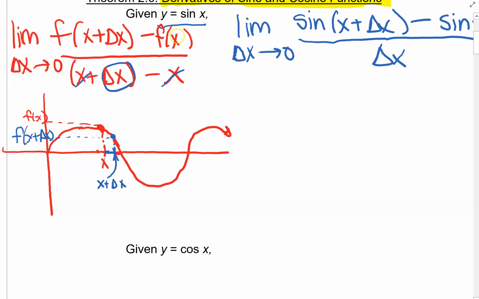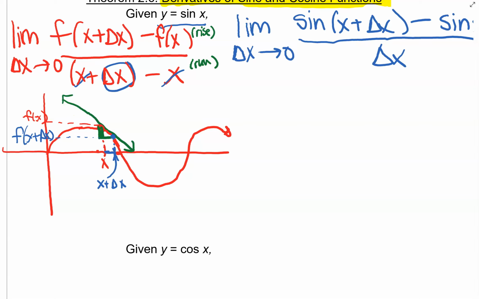So in this limit formula, what we're doing is subtracting those two y values, f of x plus delta x minus f of x, and what that gives us is the rise of the slope of the line connecting these 2 points. And then when we do x plus delta x minus x, we're just finding the distance between these two x's. So we're finding the run, right? So this is like rise over run. And what that's finding is the slope of the line that connects those 2 points.